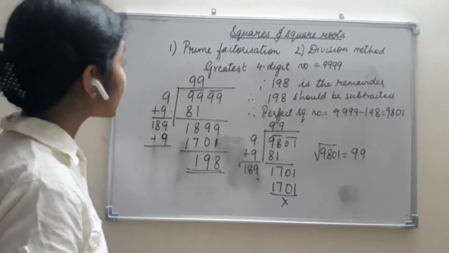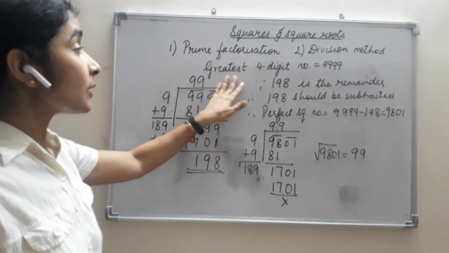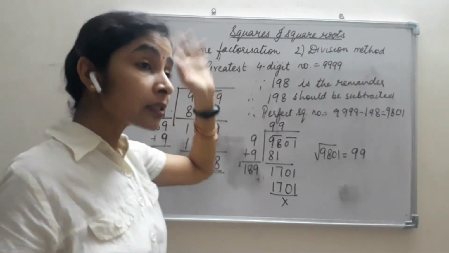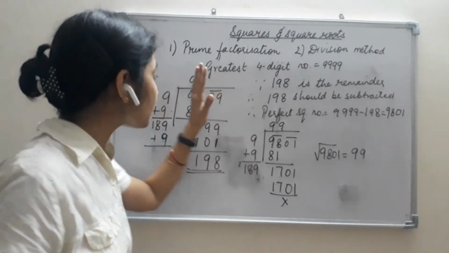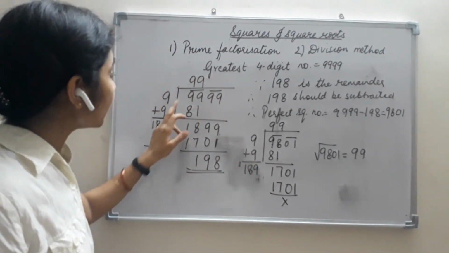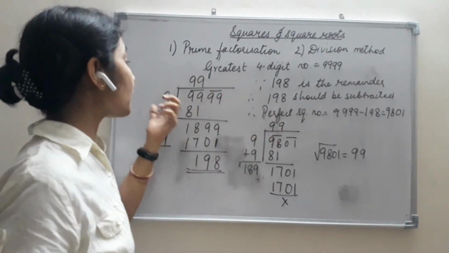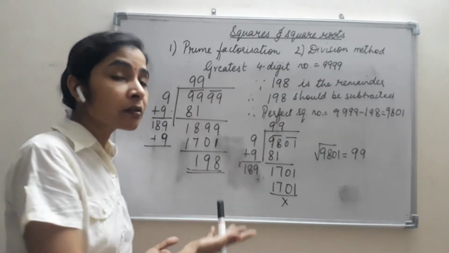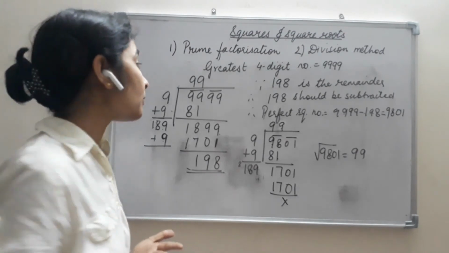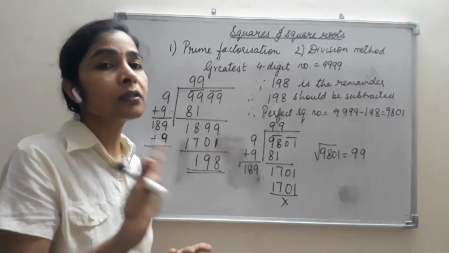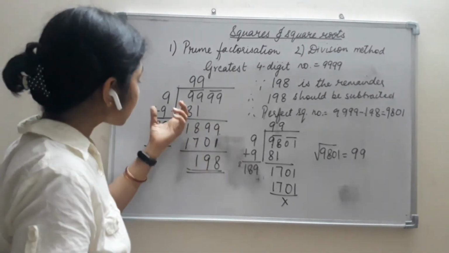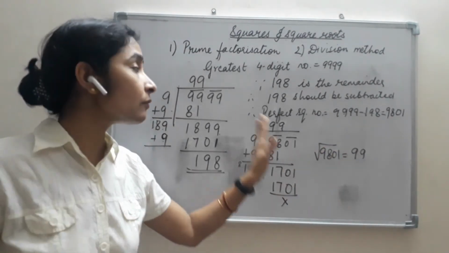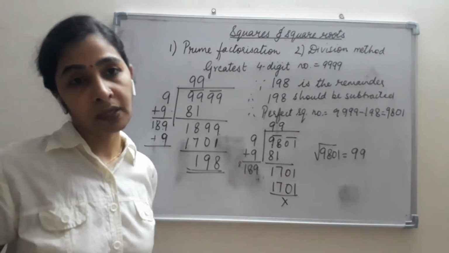So we can be asked this type of question also: which is the greatest 4-digit number which is a perfect square, which is the greatest 3-digit number which is a perfect square. So this will only be the method. There we will take 999, here we have taken 9999. If we are asked the greatest 5-digit perfect square number, then we will take 99999, and then the same method we will apply. Whatever is the remainder, we will just subtract it from the given number and get a perfect square.